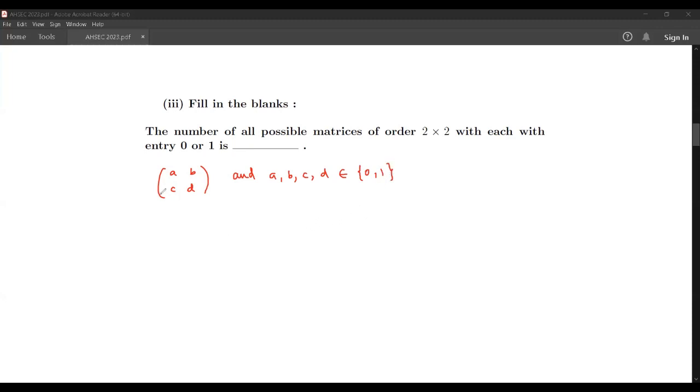So it's obvious. Here you can do it manually also, or we can think of it this way: A can take how many values? A can take 2 values, either 0 or 1. Similarly, B can also take 2 values, either 0 or 1. C can take 2 values, 0 or 1, and D can also take 2 values, 0 and 1. That means each entry A, B, C, and D can be written in 2 ways.